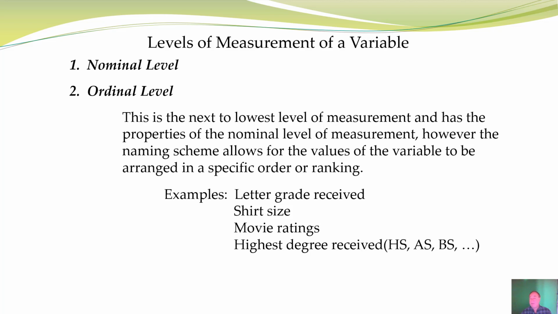You could get an A, a B, a C, or a D. Okay, there is a set order for letter grades. Shirt size: small, medium, large, extra large. There is a set order. Movie ratings; highest degree received: high school diploma, associate's degree, bachelor's degree. There's a set order, but again, they are in name only, but there is a set order.